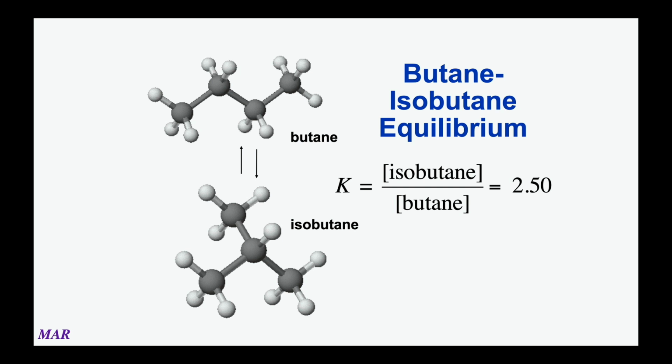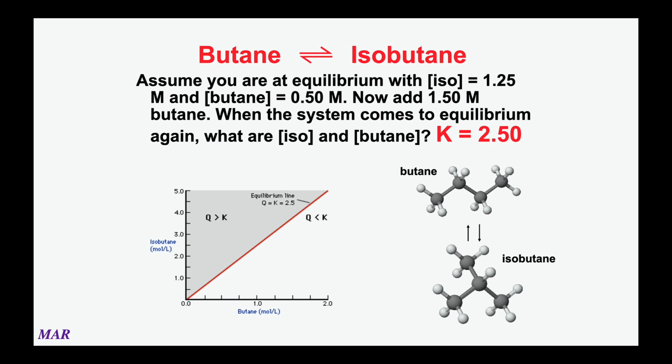We looked at this earlier. Isobutane was the 2-methylpropane, K value 2.50. It is product favored. We would expect to have more isobutane than butane. Let's say we have an equilibrium set of concentrations where the isobutane is 1.25 molar and the butane is 0.50 molar. Remember, 1.25 divided by 0.5 is 2.50, so that is an equilibrium set of conditions. But now we decide to add 1.50 molar butane, the reactant. So first of all, we're adding a reactant, okay? And it says when the system comes to equilibrium, what are the new concentrations?